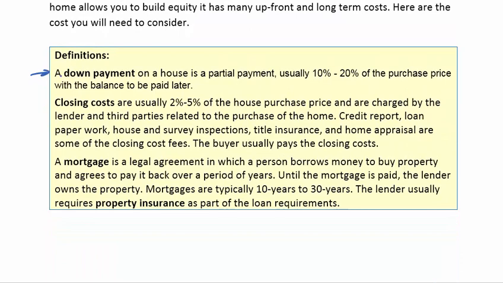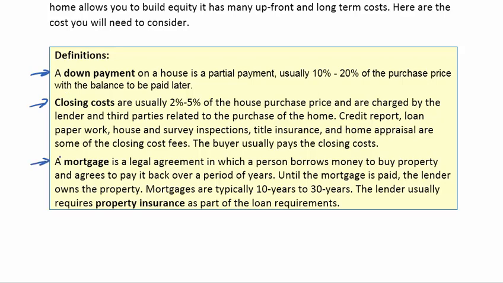So the first one is a down payment. On a house, it's a partial payment of the actual house, and usually 10 to 20% of the purchase price, with the balance of the house to be paid later, and the balance is usually what gets financed. Closing costs are usually 2 to 5% of the house purchase price and are charged by the lender and third parties related to the purchase of the home. Credit report, loan paperwork, house and survey inspections, title insurance, and home appraisal are some of the closing cost fees, and the buyer usually pays the closing costs.